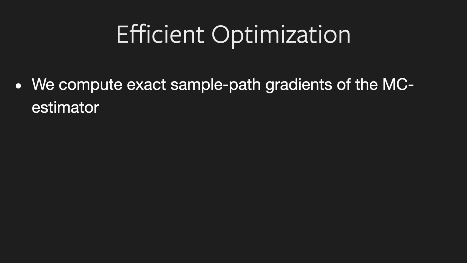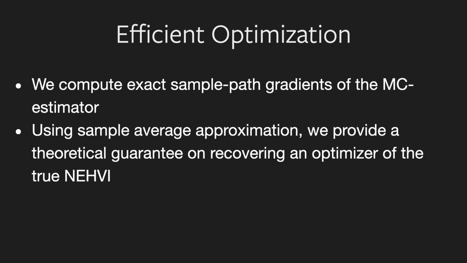NEHVI can be efficiently optimized using exact sample path gradients of the MC estimator. Using sample average approximation, we provide a theoretical guarantee that optimizing the MC estimator will recover an optimizer of the true NEHVI in the limit. We'll now show how CBD can be used for efficient large batch selection.